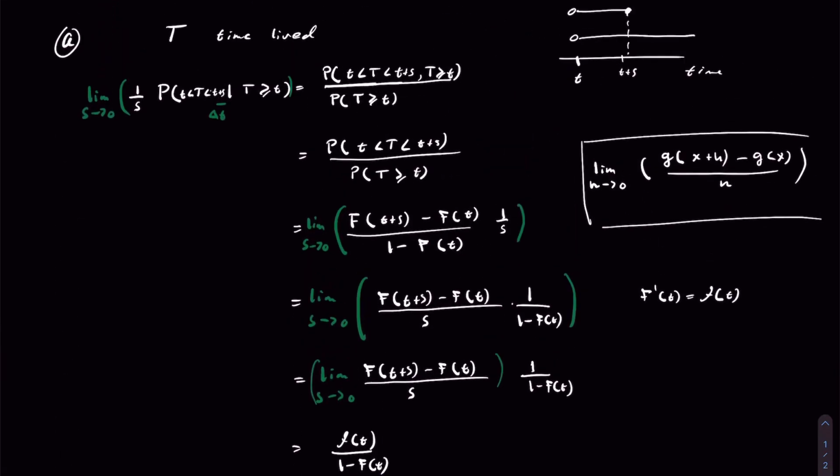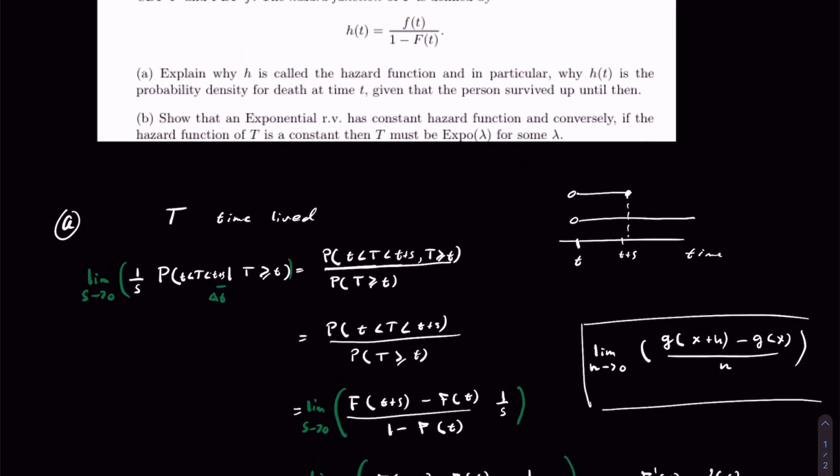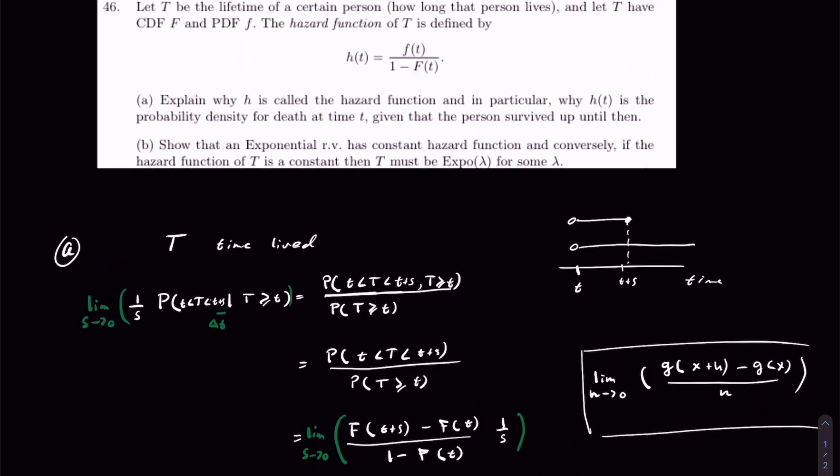Alright, so now we do the second question here. In this question, we are asked to show that an exponential random variable has a constant hazard function. And then we're going to move in the other direction. So if the hazard function of t is a constant, we're going to show that that must be an exponential for some lambda. So how do we go about thinking about this problem?